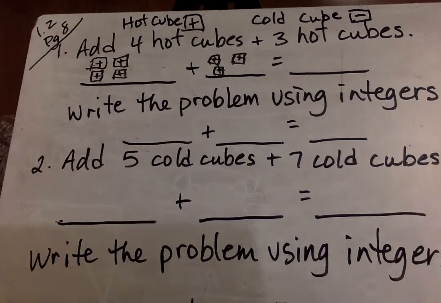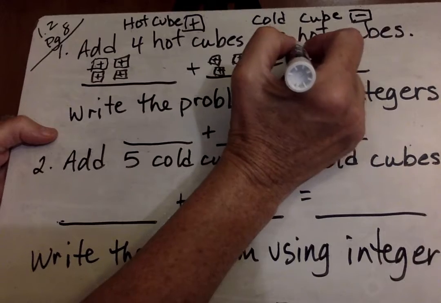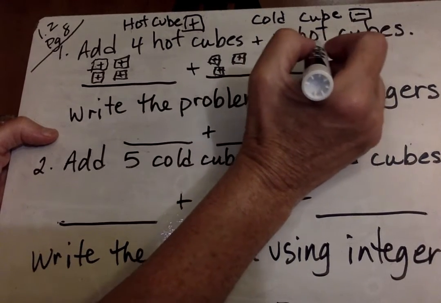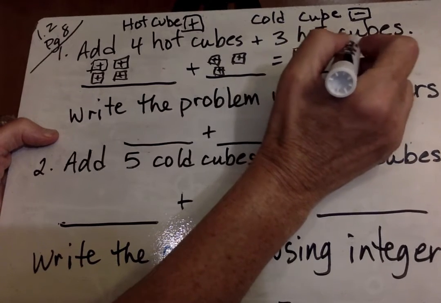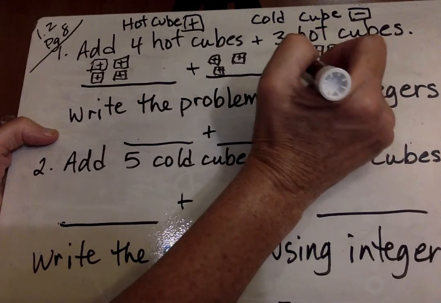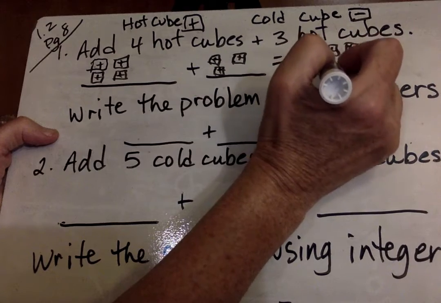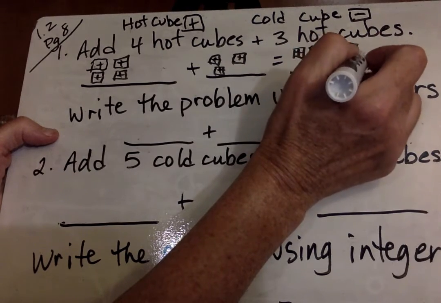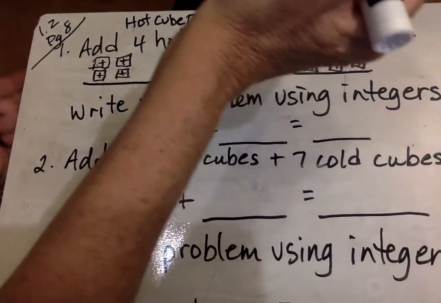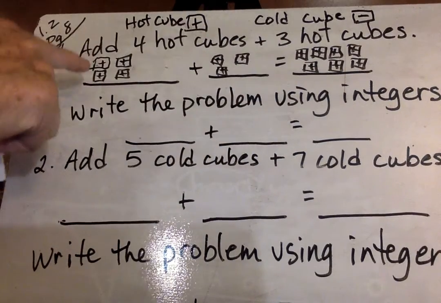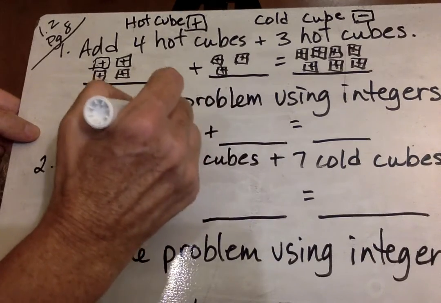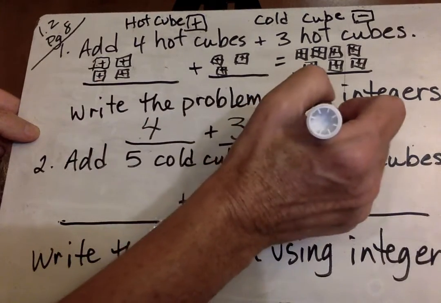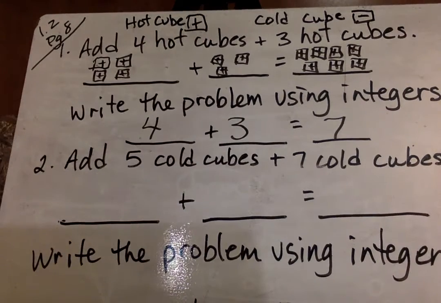So it's a little bit awkward for me to do it the way it is here. So it's going to equal, and I will put 7 cubes here. So this is what you need to do. So then this is like adding negative and positive numbers. So this is like +4 plus +3, and you have to write the problem using integers. And this is using integers. 4 plus 3 is 7.